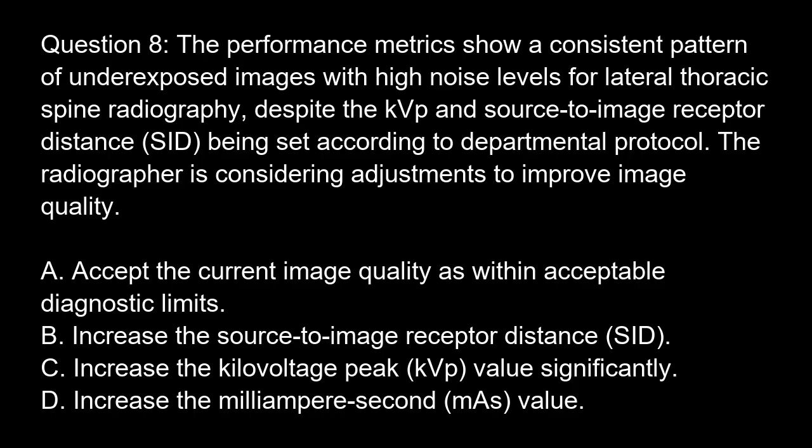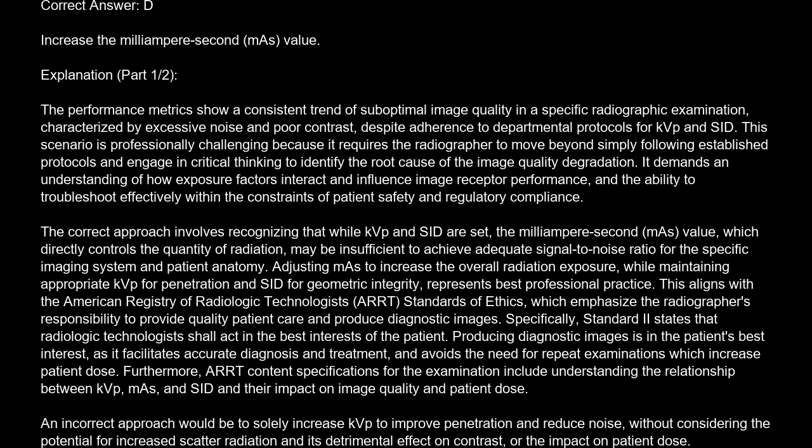Option A. Accept the current image quality as within acceptable diagnostic limits. Option B. Increase the source-to-image receptor distance, SID. Option C. Increase the kilovoltage peak, kVp, value significantly. Option D. Increase the milliampere-second, mAs, value. The correct answer is D. Increase the milliampere-second, mAs, value.